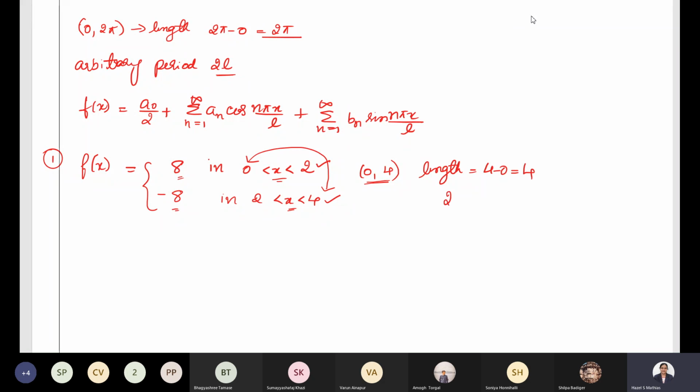Next, what we need to do is equate this with the standard period, which is 2L. We always consider this in the case of arbitrary periods. Here the interval itself is 0, 4, so the number is arbitrary. You can say that this is a question on Fourier series of arbitrary period and the standard period is 2L, which you need to equate with the length of the interval, which is equal to 4. So 2L equal to 4, that means L equal to 2. This is how we get the value of L. I hope all of you have got this much.